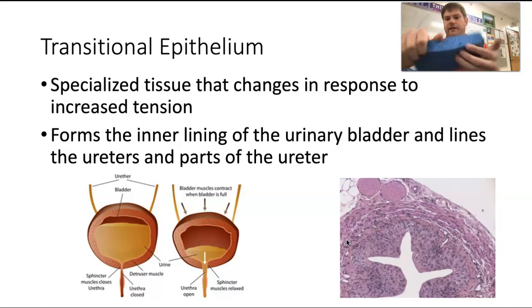It's going to be a little bit thinner. It's going to be squamous. Whereas if there's no pressure, it's going to bounce back and be a little bit bigger, so it'll be more cuboidal. So that's how that works. It transitions from squamous to cuboidal. That's where you get the name. It's stratified, but just know it changes in response to tension. That's usually from urine.